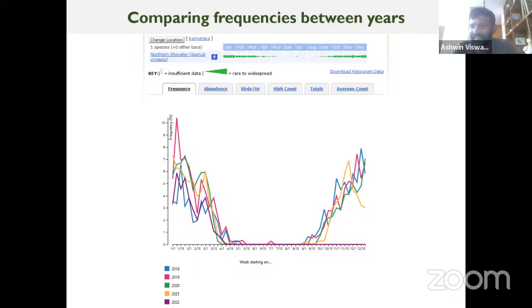Does that make sense? Now, the interesting thing is if I go back to September of 2019 and September of 2021. In September 2019, 1% of the checklists, 1 out of every 100 checklists in Karnataka had Northern Shoveler. Whereas in 2021, not a single checklist had Northern Shoveler, which means the species had not come into Karnataka at all by mid-September. So an important thing here is to ensure that every year there are people everywhere, there is coverage all over. But this is the general way to be able to interpret the data.